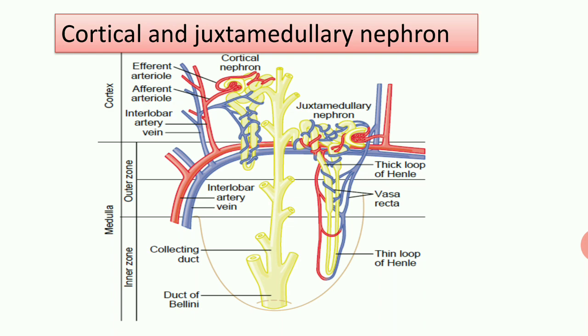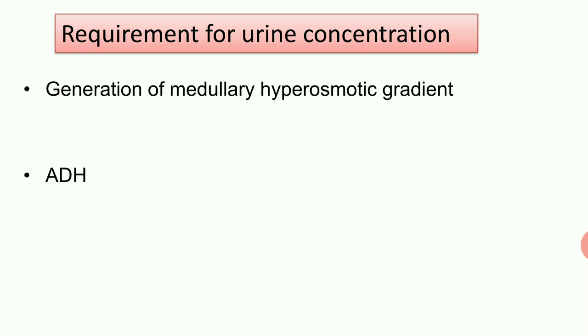They also have one important peculiarity: the vasa recta capillary loop forms a hairpin-like appearance and surrounds the loop of Henle, and because of that they are able to maintain the gradient. But if we see the capillary loop of the cortical nephron, it is surrounding but not forming the vasa recta.